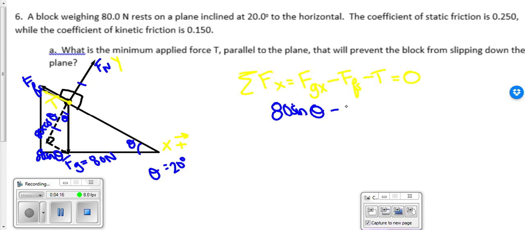I don't have an expression yet for the frictional force. I'm just going to leave it like that. And I don't have an expression for T.